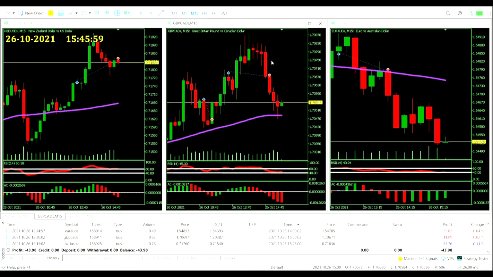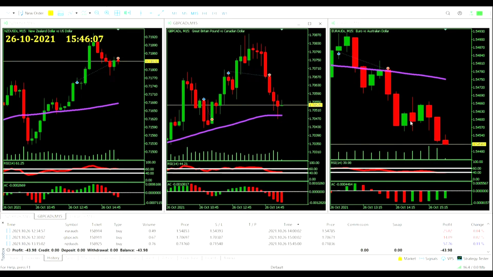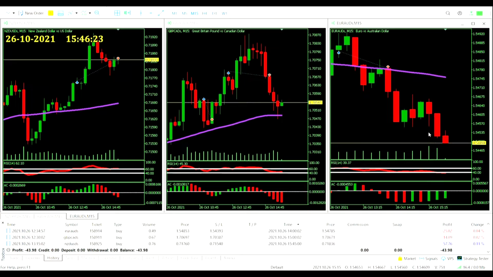If this pound CAD one had just stayed up in that range there, we'd probably have been in a little bit of profit right now. Can't stay bitter about that one forever though. It's on to bigger and better things. Look at that, Euro Aussie 39. Very much watching for the sell trade to come on there.